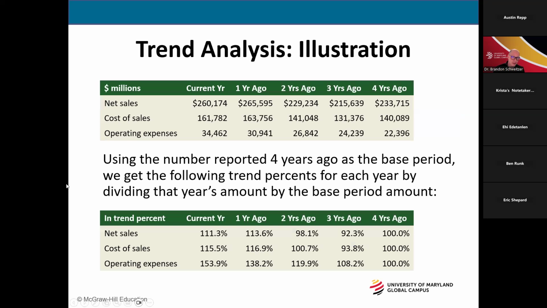So looking at this example, I can do it for several years. So here I have 5 years of data. My base amount is going to be year 4 or year 5. And I take the analysis year divided by the base year times 100. And so what that does is it helps me to identify the trend across time.